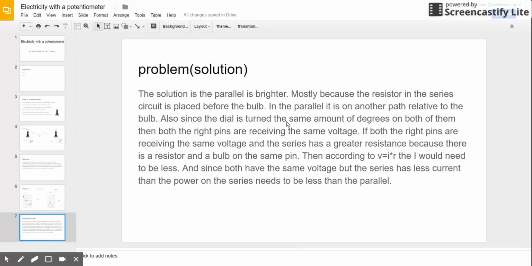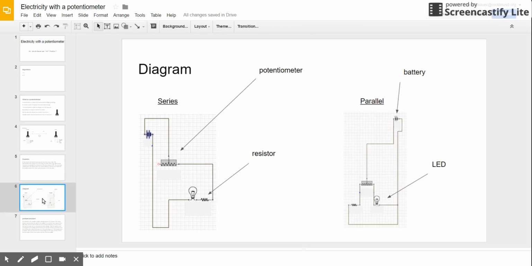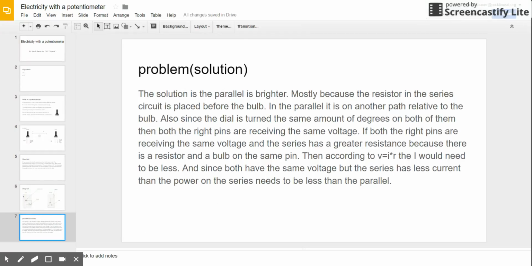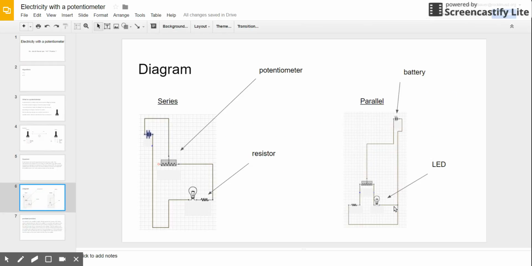Also, since the dial is turned the same amount of degrees, both of them are receiving the same voltage. So in other words, this is receiving the same voltage as this one going to the bulb because they're in the same location. And if it's turned the same degrees, no matter what, these will be getting the same amount of power. Okay, so if both of these paths are receiving the same amount of voltage, but this one has a greater resistance because there's a bulb and a resistor, and just with the resistor, this is greater than the bulb by itself.